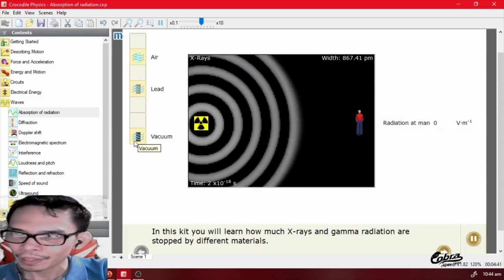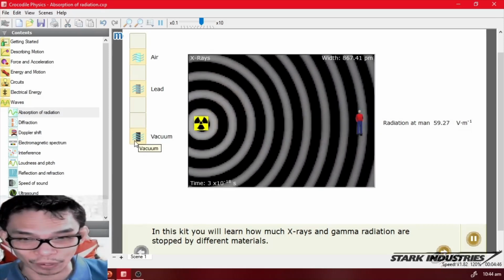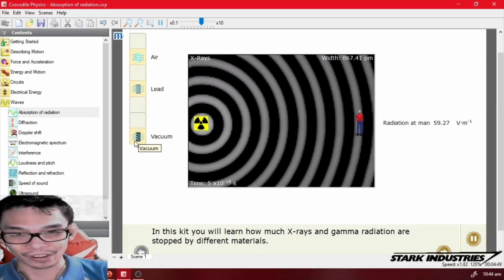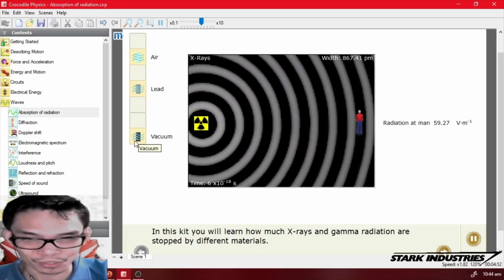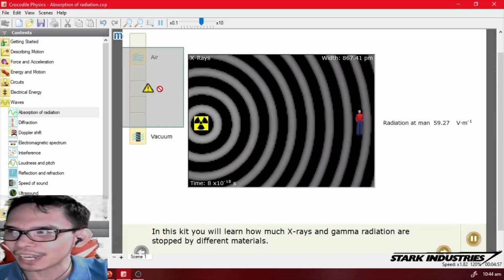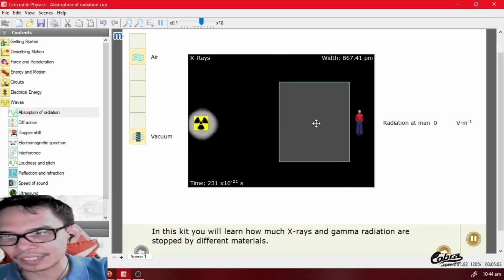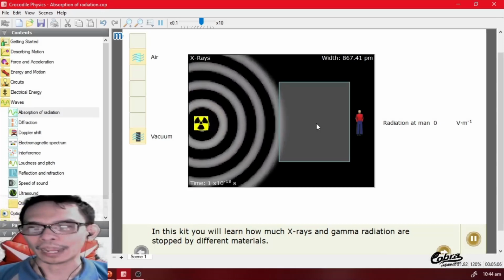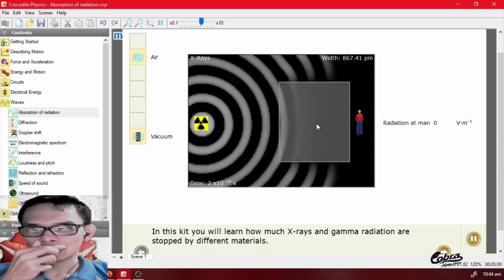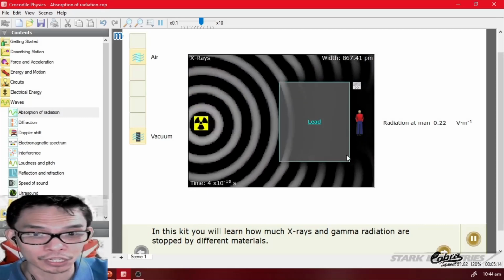Alright, let's go to the last one. Vacuum. I will not put vacuum here. Logically speaking, electromagnetic waves can travel through vacuum, so why put vacuum here? So we now put the last one, which is lead. Let's see if lead can protect us from ionizing radiation. As you can see here, it protects us from ionizing radiation.